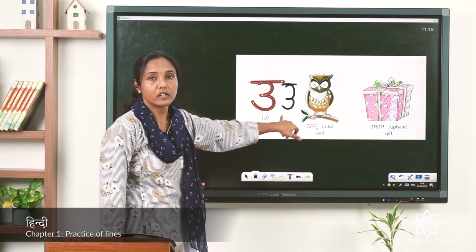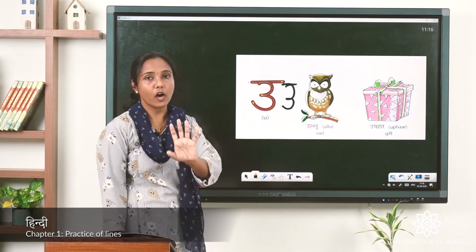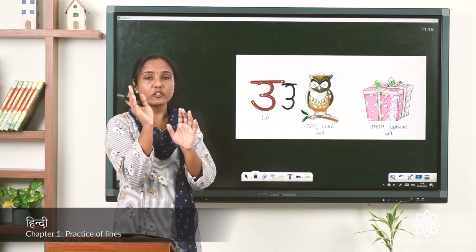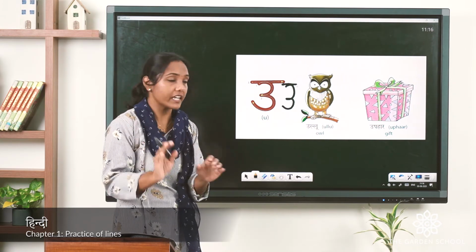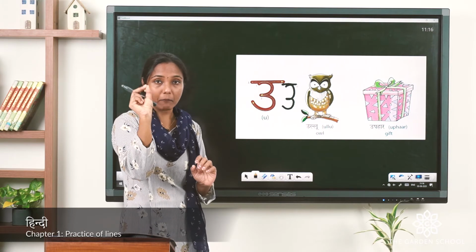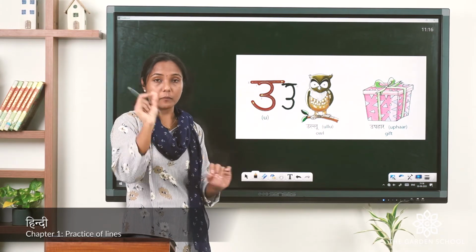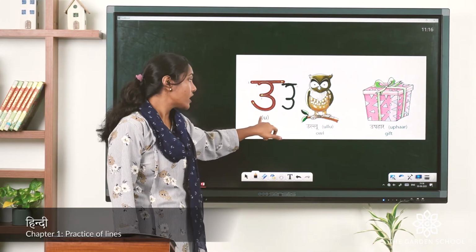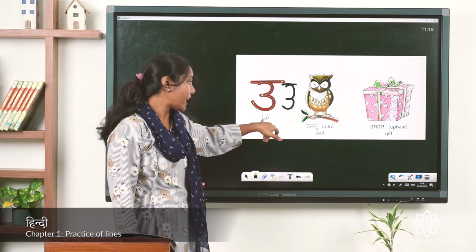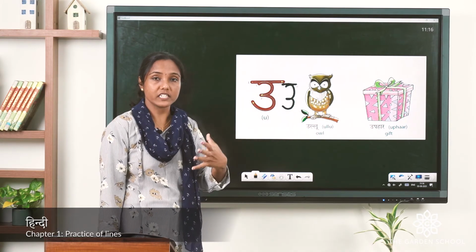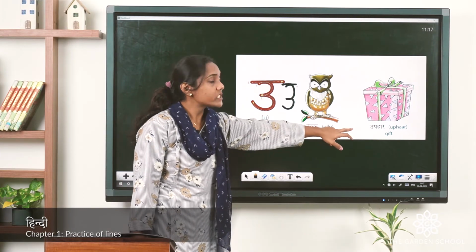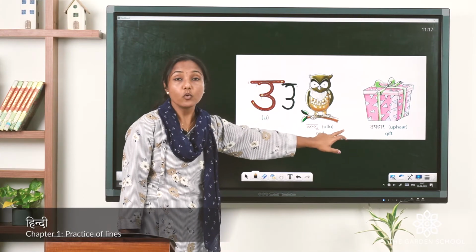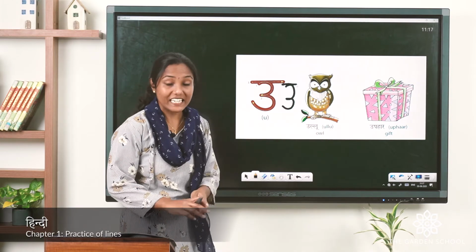This is U. Okay, same way how we write A, but we don't need to make the vertical and the horizontal line. Only thing is write that number 3 and draw a line on the top. That is U. Okay, U. See the English alphabet U. So we pronounce it as U. U se ullu. U se upahar. Okay, U. Now let's move on to the next letter.